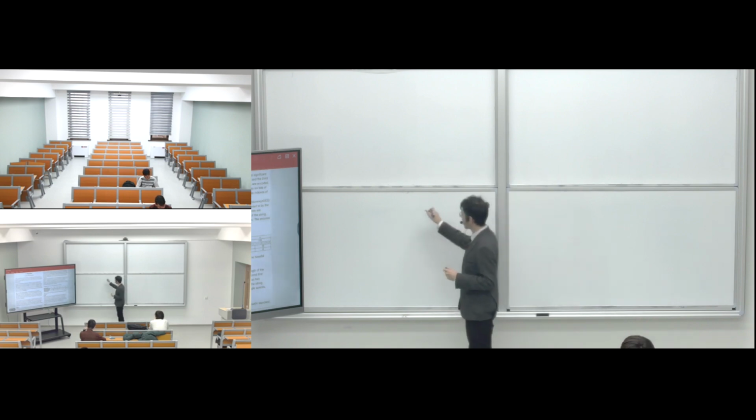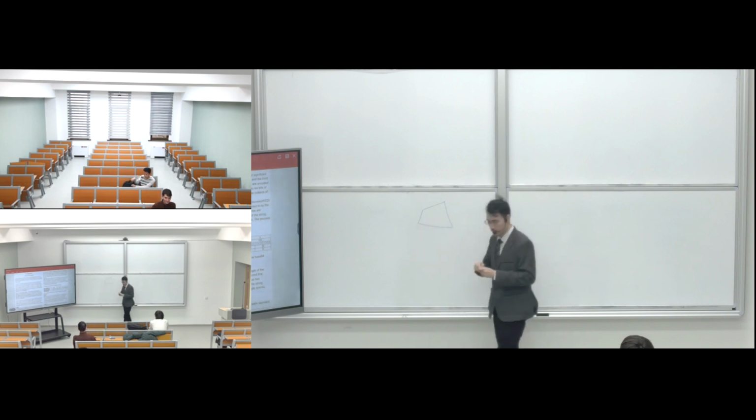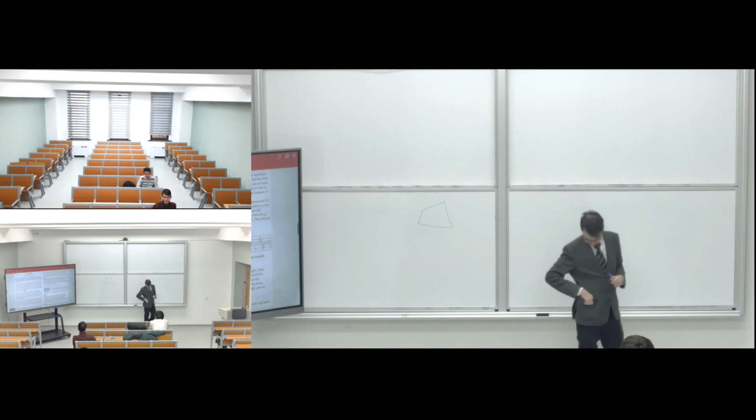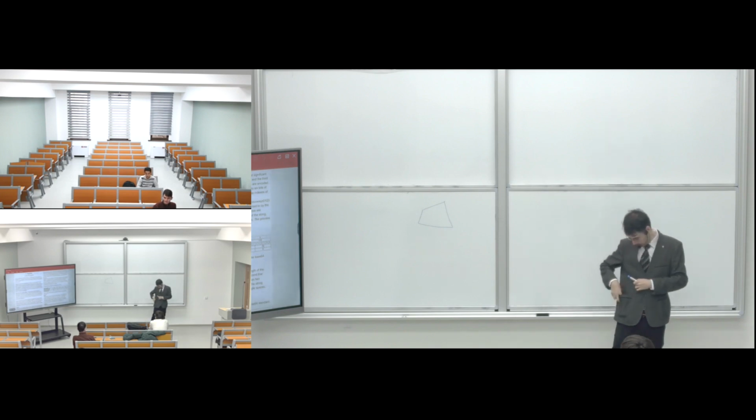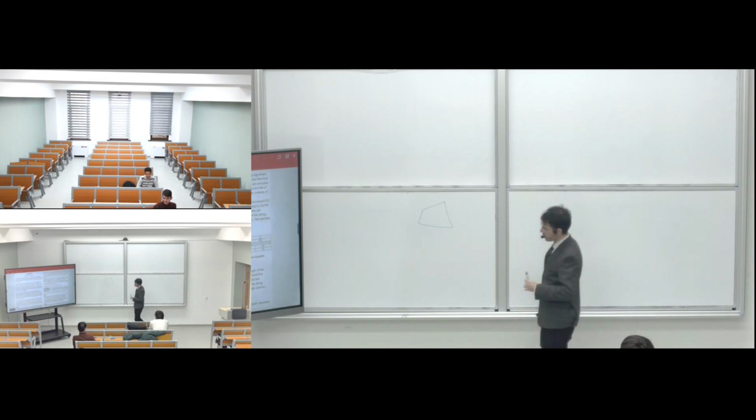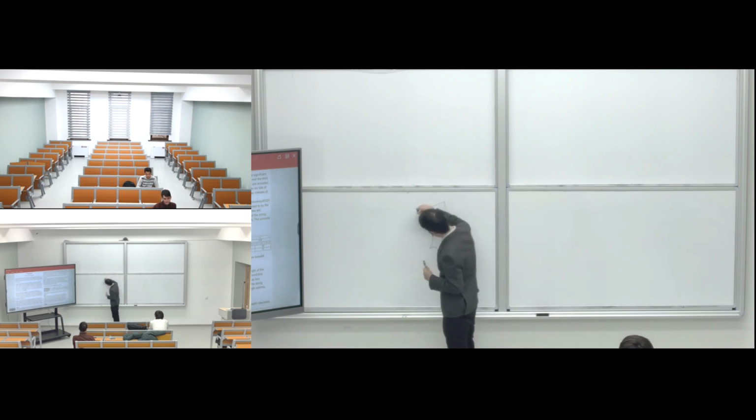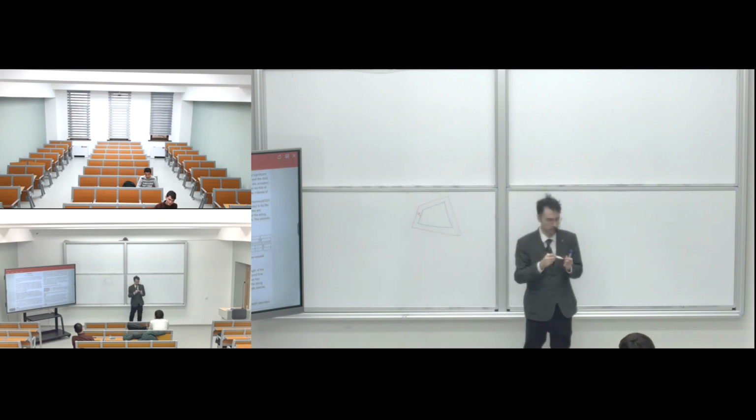We have some convex quadrilateral. It looks like this. This is the convex quadrilateral, and then we have a padding. That means we have some distance d, and we pad this quadrilateral with these rings. So it looks like this.